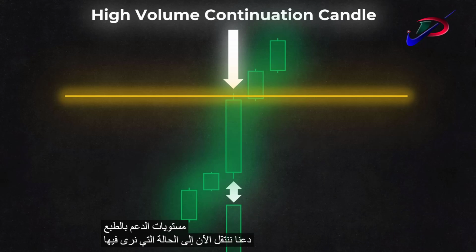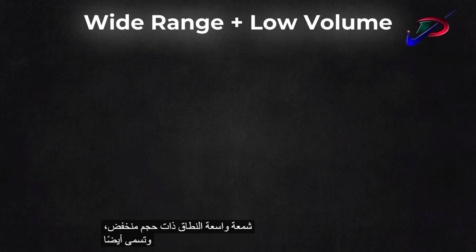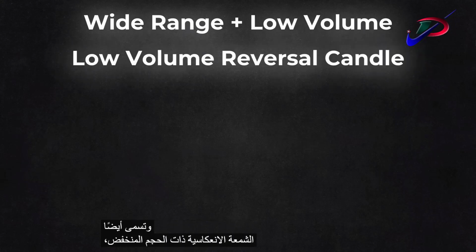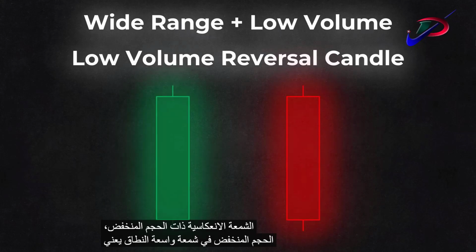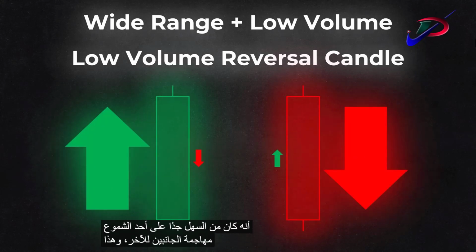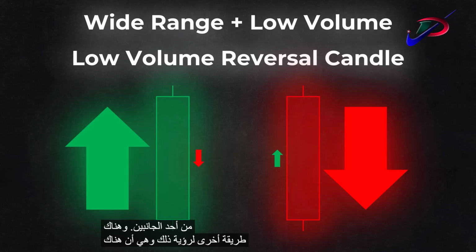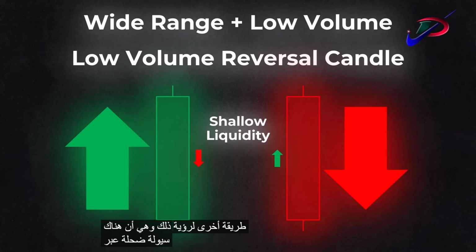Let's move on now to the case where we see a wide range candle with low volume. This is also called a low volume reversal candle. Low volume in a wide range candle means that it was very easy for one of the sides to attack the other. This also means that there is a lack of interest from one of the sides. Another way of seeing this is that there is a shallow liquidity across a wide price range.